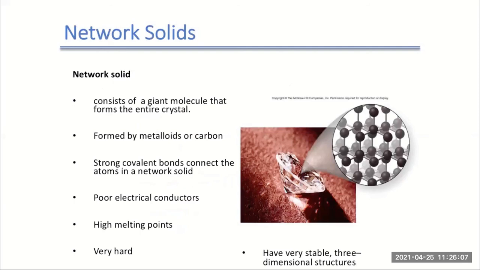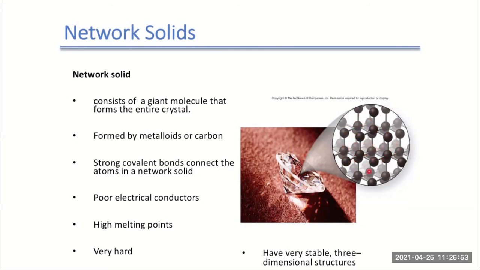Finally, we have our network solids. Network solids are essentially a giant molecule. The atoms are held together by covalent bonds, so they're actually bonded together. With the molecular solids, it's just intermolecular forces. Here, it's covalent bonds. An example that we've all heard of is a diamond. A diamond is a network solid. All the carbon atoms in that diamond are bonded together. Because they're all bonded together with covalent bonds, it becomes an extremely strong substance. It is very hard to break. It has a very, very stable three-dimensional structure.